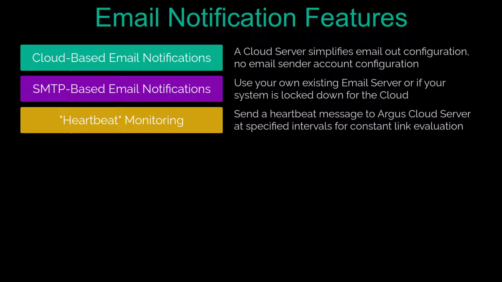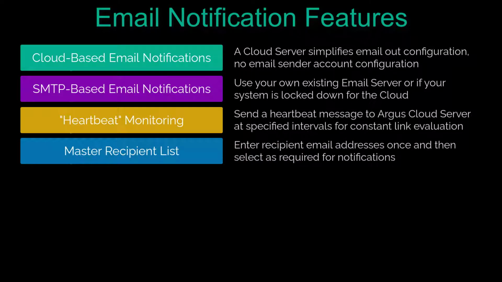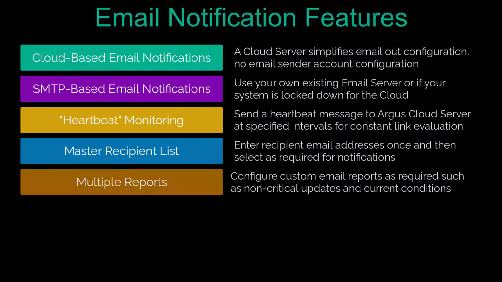Heartbeat monitoring. You can configure your control system to send a heartbeat message to the Argus cloud server at specified intervals. Heartbeat monitoring provides constant evaluation of the health of the cloud link and the current availability of the Argus control system to generate alarms. Master recipient list. You only need to enter recipient email addresses once and thereafter select them as needed for inclusion in each notification.